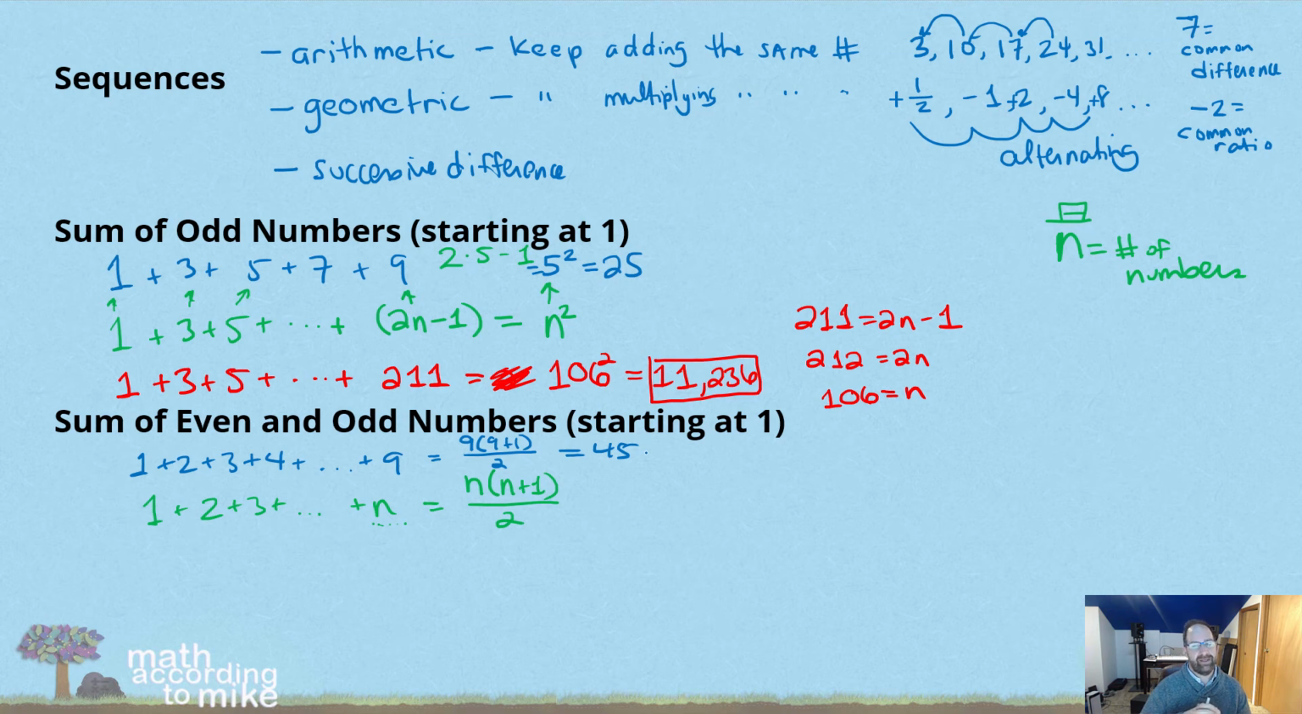If you have even and odd numbers starting at 1, the last number is the number of numbers. Then you just throw that into the formula, n times (n plus 1) over 2. Whatever answer you get, you're good to go.